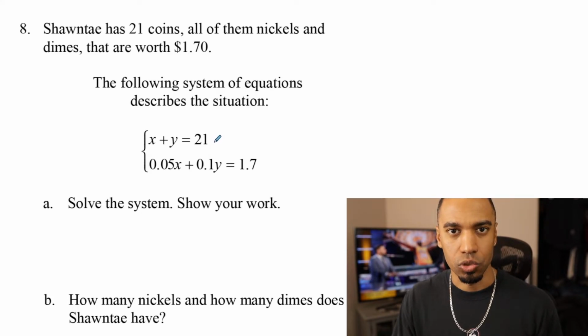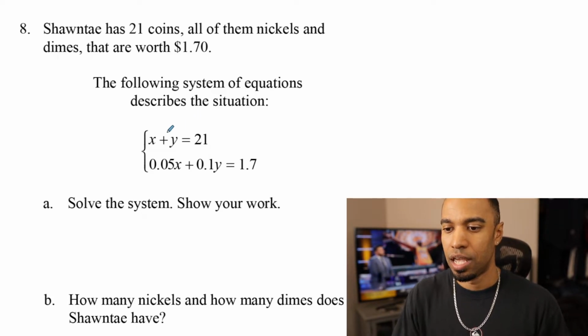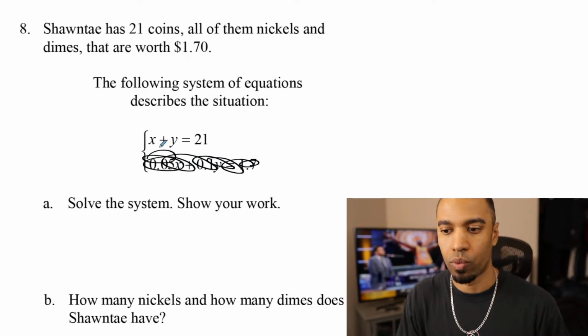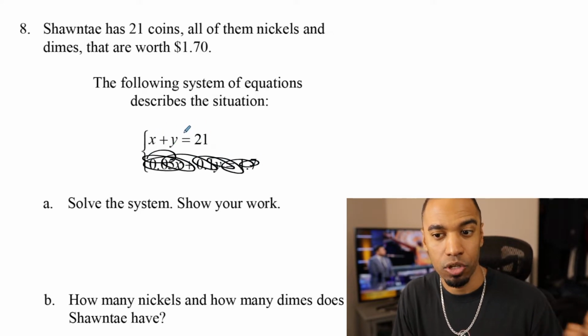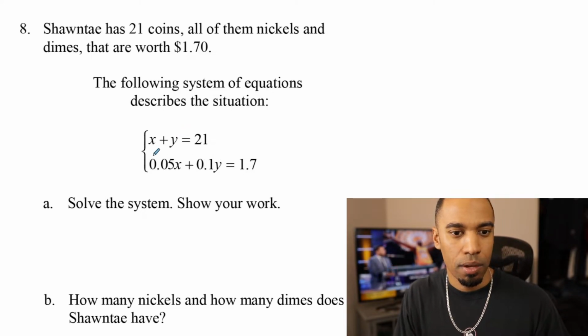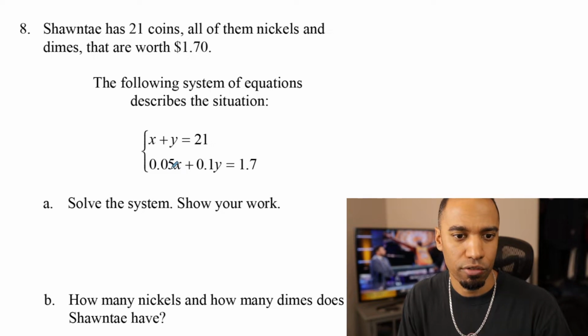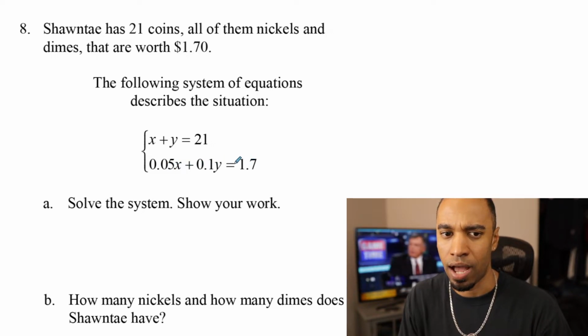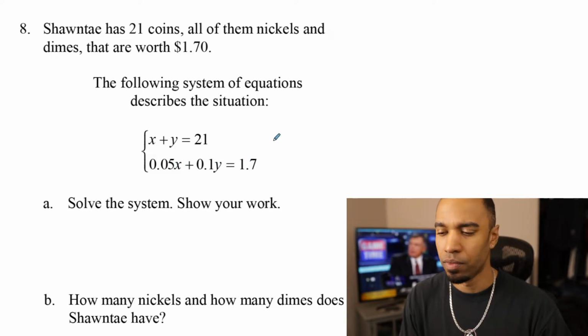What is x and what is y? Which one represents which? If I only have this equation, x plus y equals 21, it's completely valid. One of them could be nickels, one of them could be dimes, and you could interchange them, and there's no bother. But then you see this one down here, and you see a 0.05x and a 0.1y, and what do these have to do with? Well, let's go ahead and rewrite this whole thing.